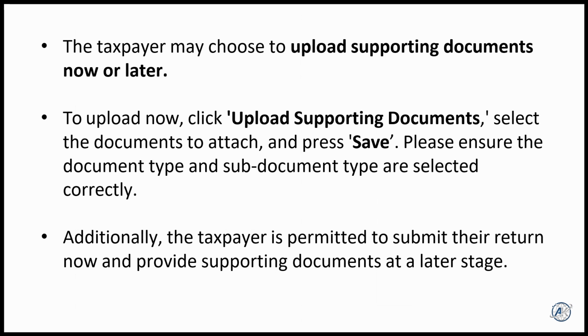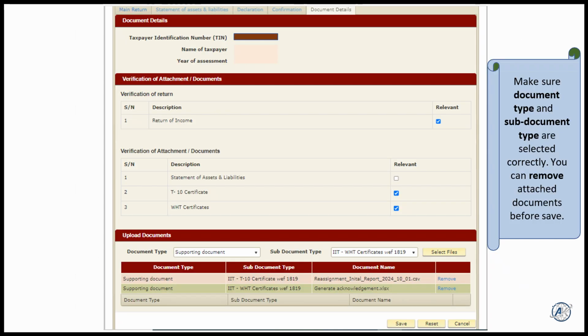You can upload supporting documents either now or later. To upload now, click the button, select your files, and save. Make sure you choose the correct document and subdocument types. Alternatively, you can submit your return now and upload documents later. Finally, ensure you select the correct document and subdocument types when uploading. You can remove any attached documents before saving.